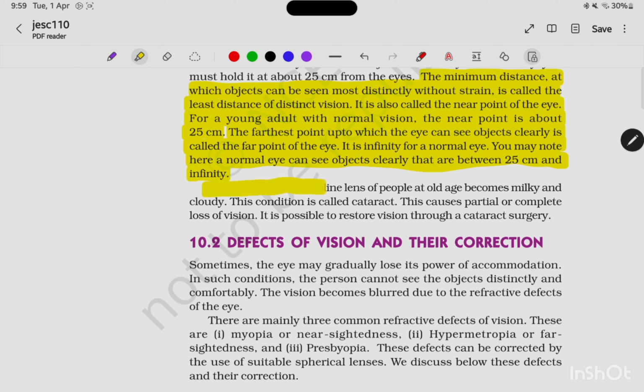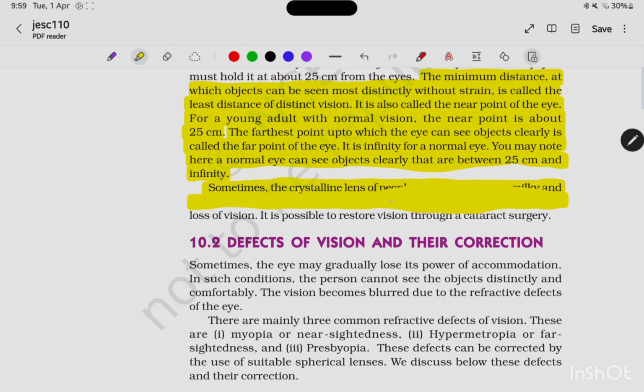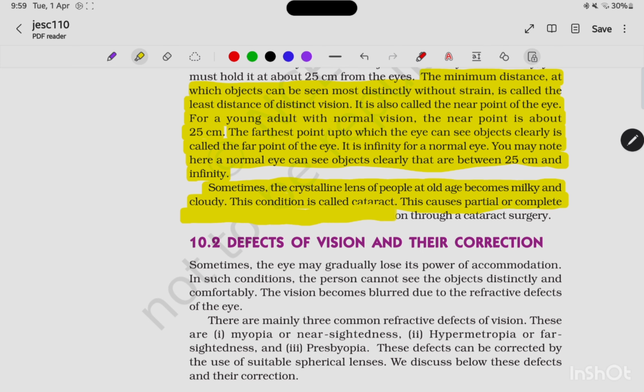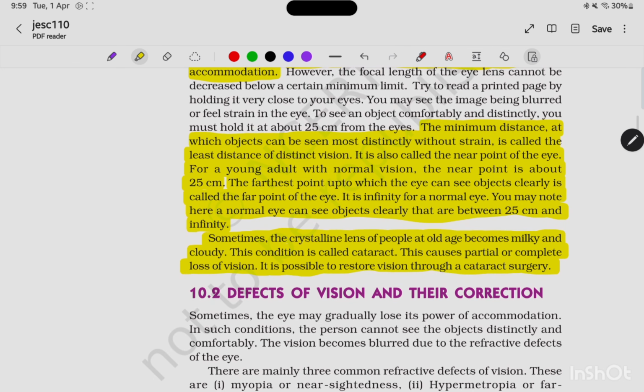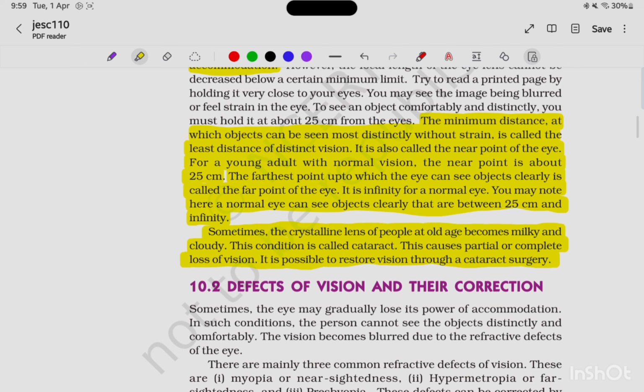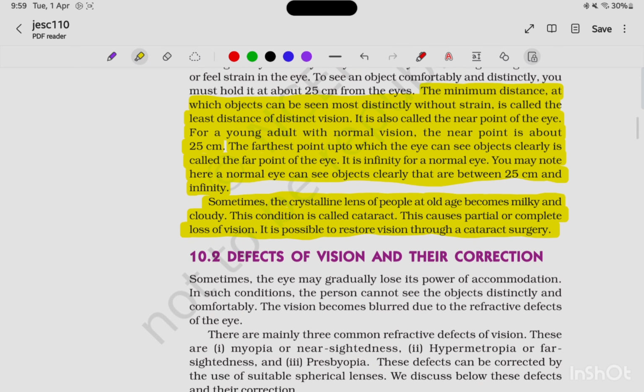Now, this takes about 10 minutes or something. It's very quick. My grandma had the cataract surgery. What it does is basically remove the crystalline lens and attach a new artificial one. It takes about 4 to 5 weeks to adjust to the new lens.